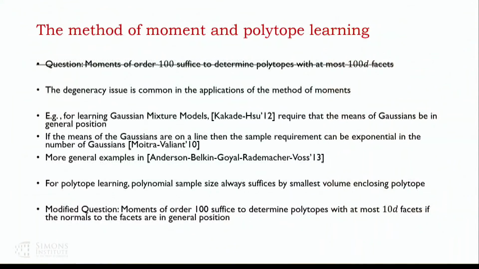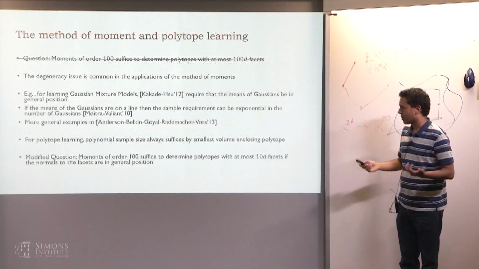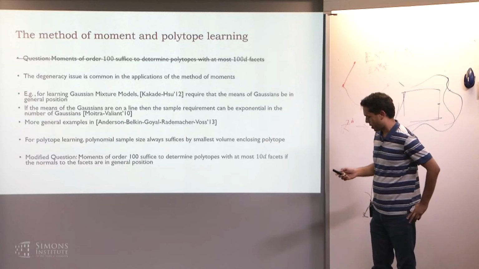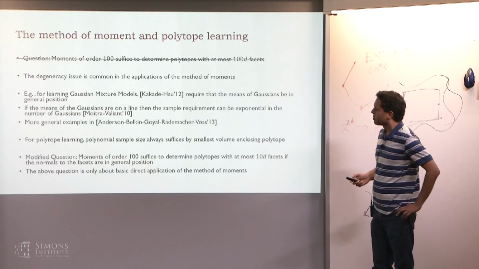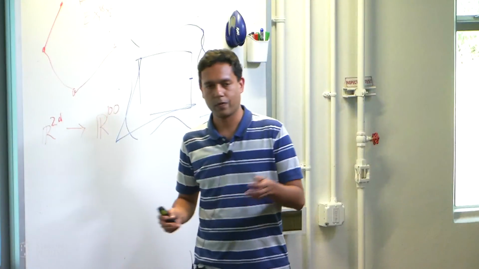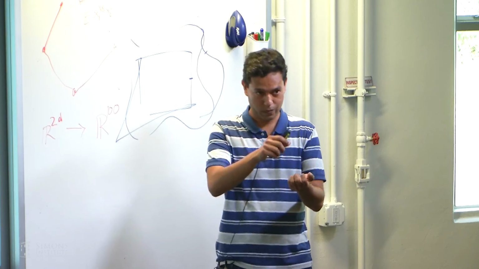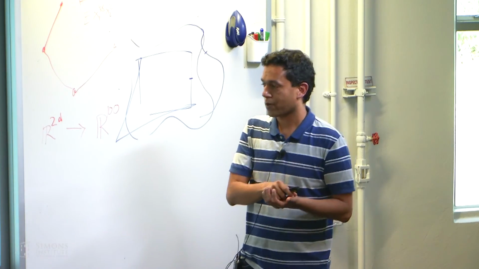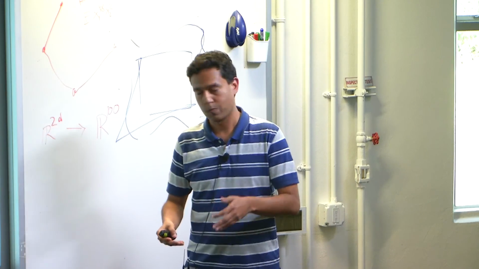So can we save our conjecture, our question? One easy way out would be to ask if the first 100 moment tensors suffice to determine these polytopes with 10D facets if the normals are in general position. I don't know the answer to that. This shows that the method of moments doesn't work directly: if we compute the moments and then want to get the polytope back, that does not work, and we have to do more work. Maybe we have to work with conditional moments or something else.